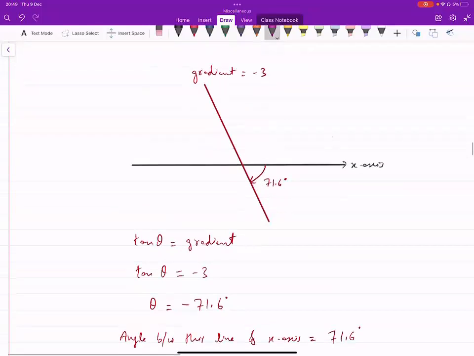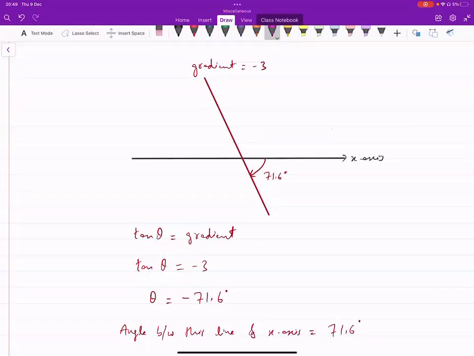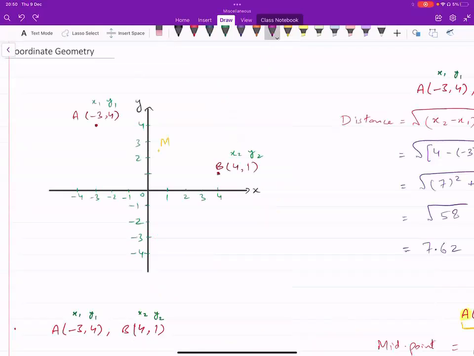If the gradient is negative, it works exactly the same way. Tan theta equals gradient. You'll have a negative number on the right side. When you evaluate this on your calculator, you'll get something negative. What that means is, if you remember trigonometry, a negative angle is just giving you this clockwise angle here. So from the x-axis it gives you a clockwise 71.6 degrees, but it doesn't make any difference. What would you say? The angle.